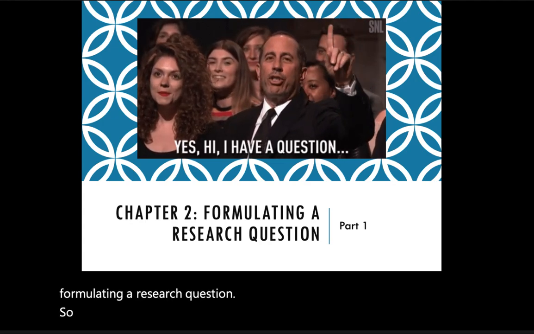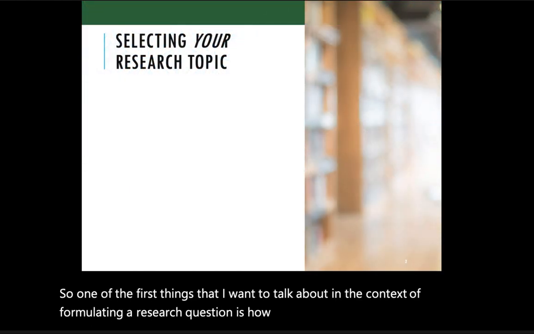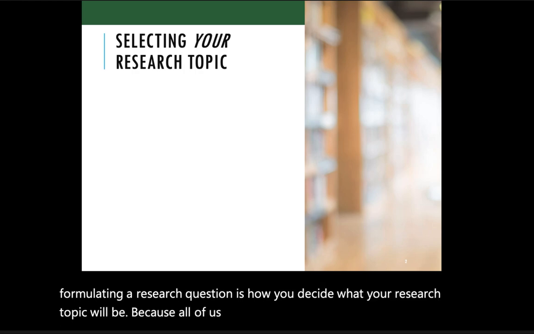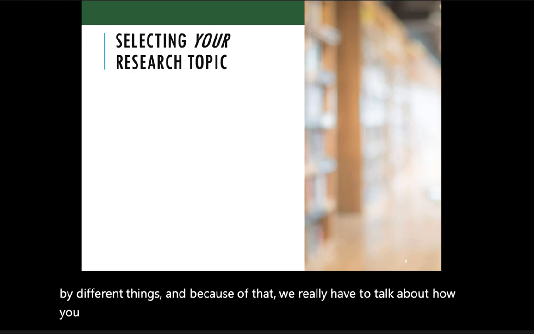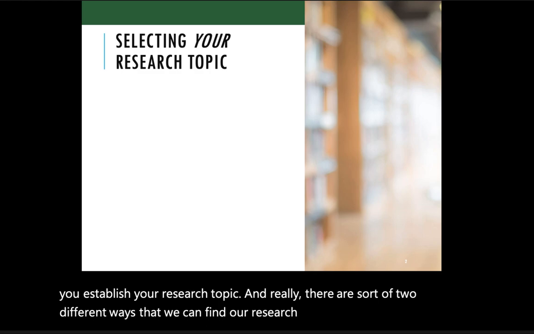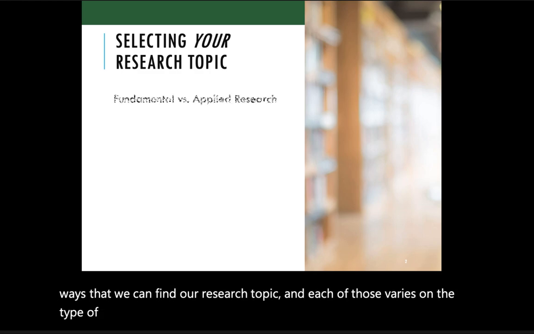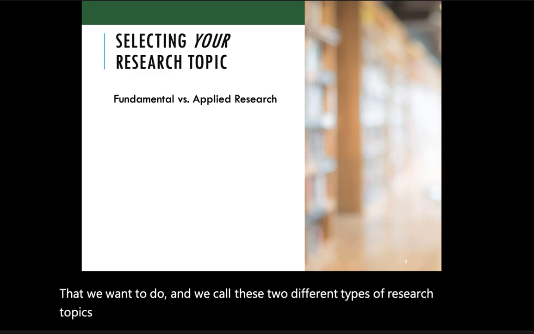So one of the first things that I want to talk about in the context of formulating a research question is how you decide what your research topic will be, because all of us research different things, we're fascinated by different things, and because of that, we really have to talk about how you establish your research topic. And really, there are two different ways that we can find our research topic, and each of those varies on the type of research that we want to do. And we call these two different types of research topics fundamental and applied research topics.